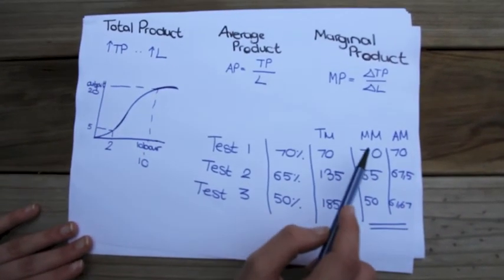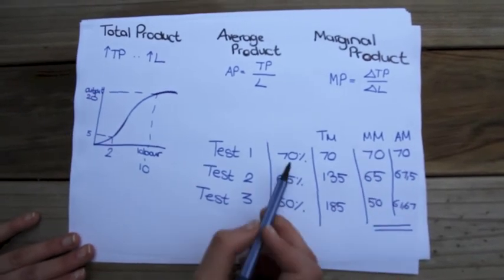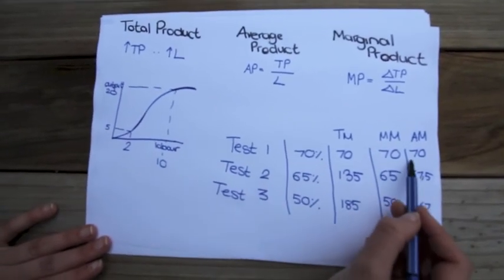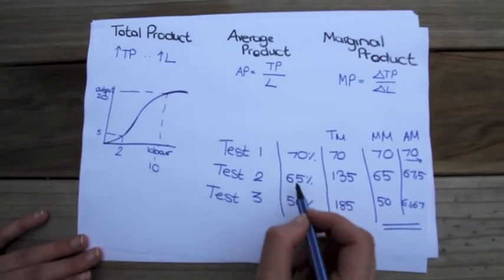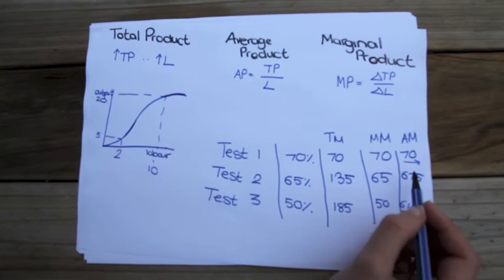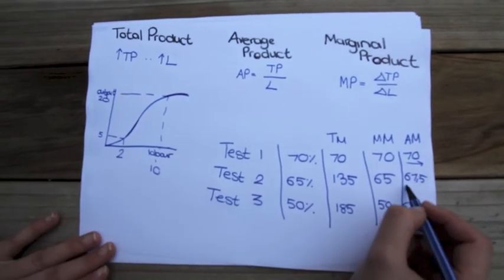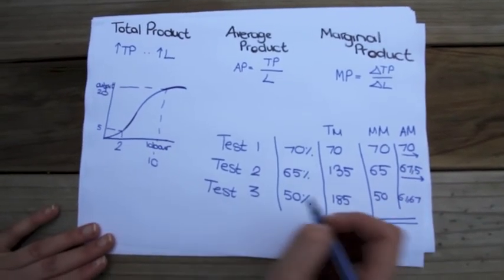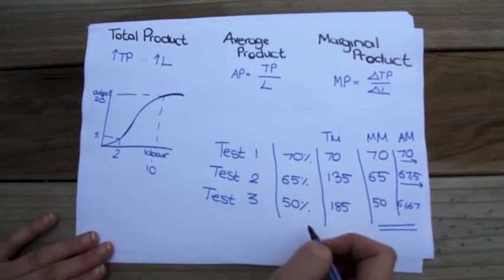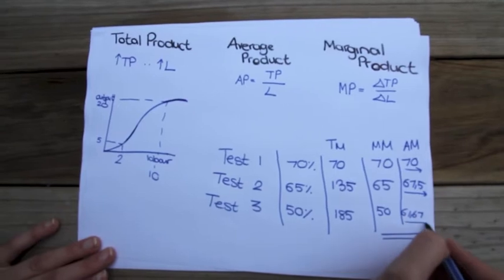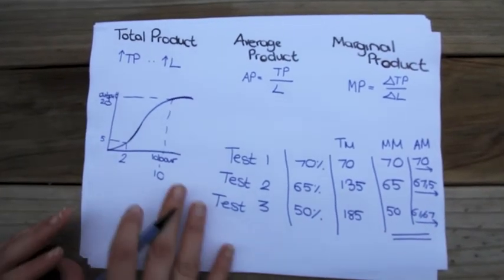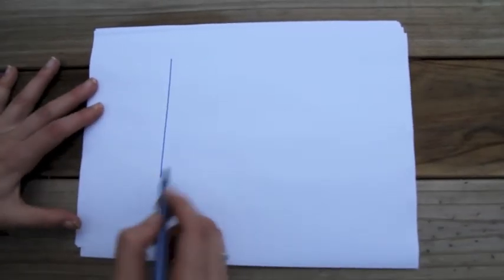Now, what's very important to understand is the relationship between these two. Your marginal mark affects your average mark. So as you can see, originally you got 70% average. Now, because for your second test you got 65%, which was lower, your average has decreased. It's brought down your average to 67%. And then for your third test, you got 50%, which decreased your average even more, and your average is now 61%.